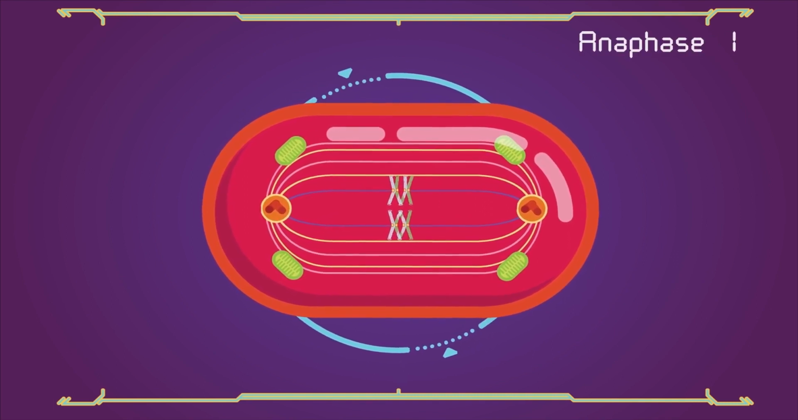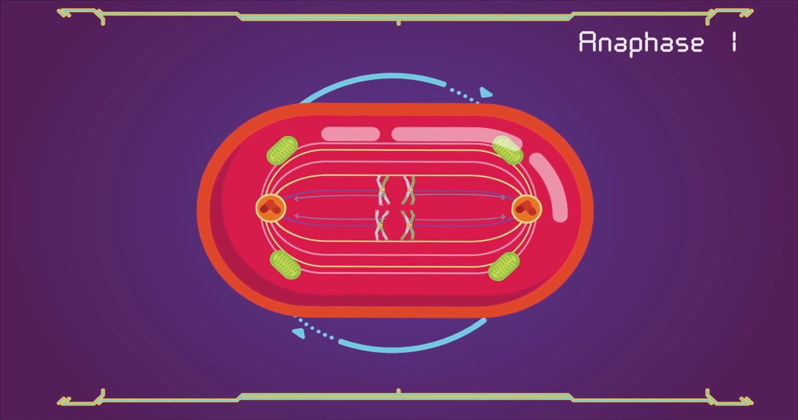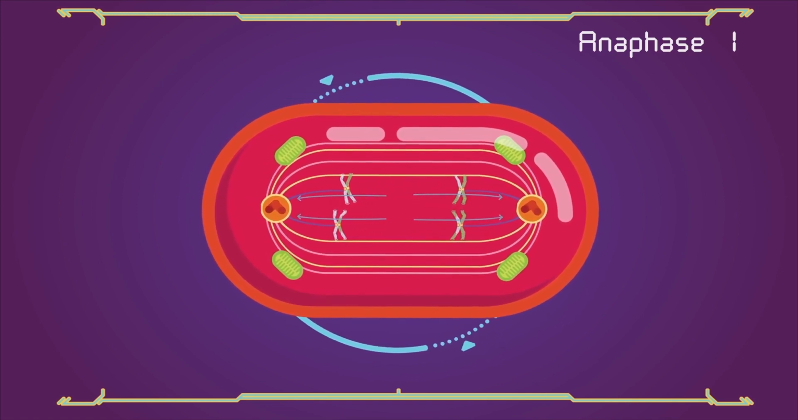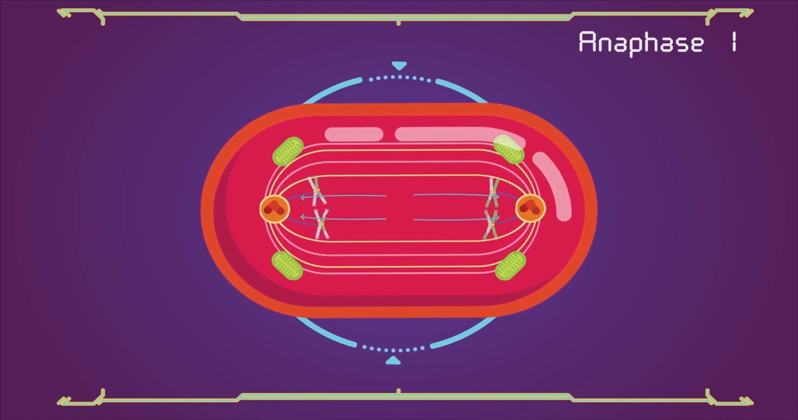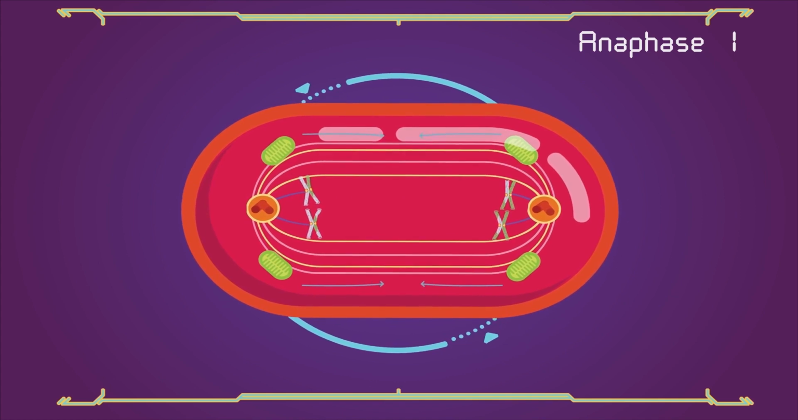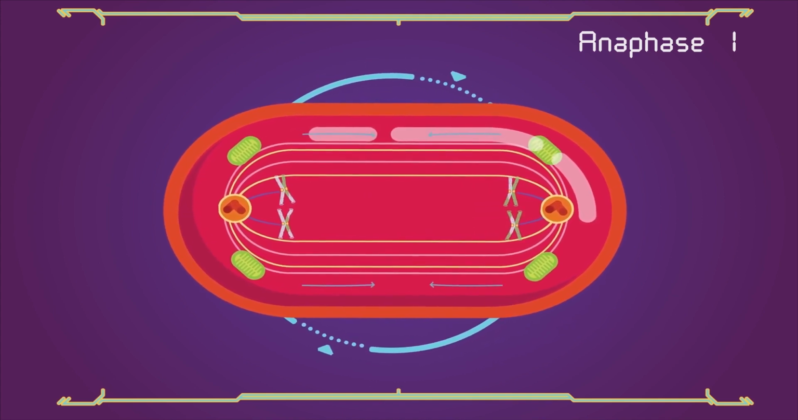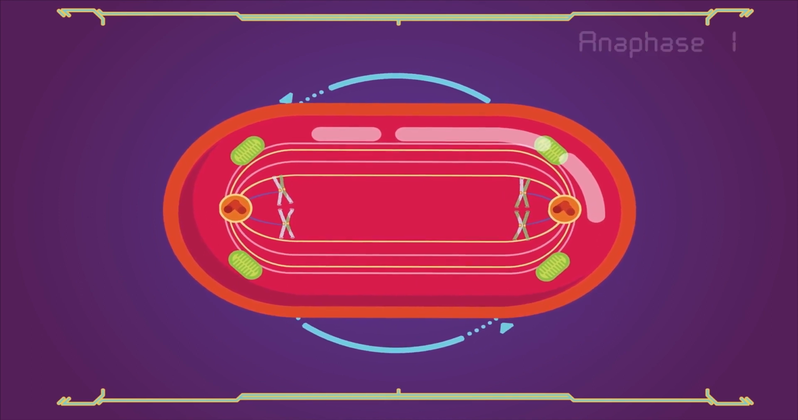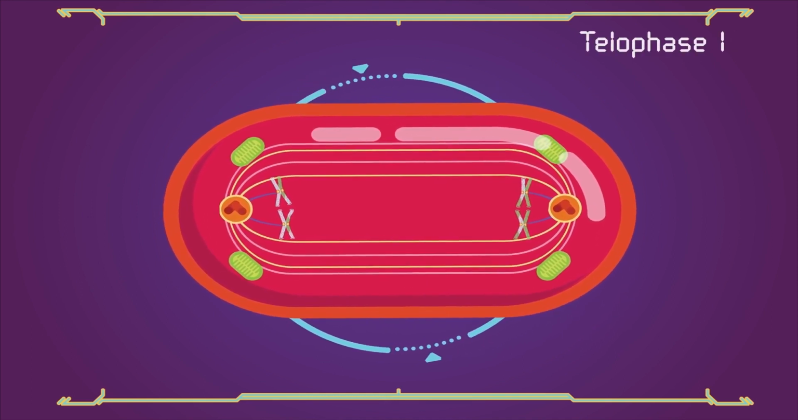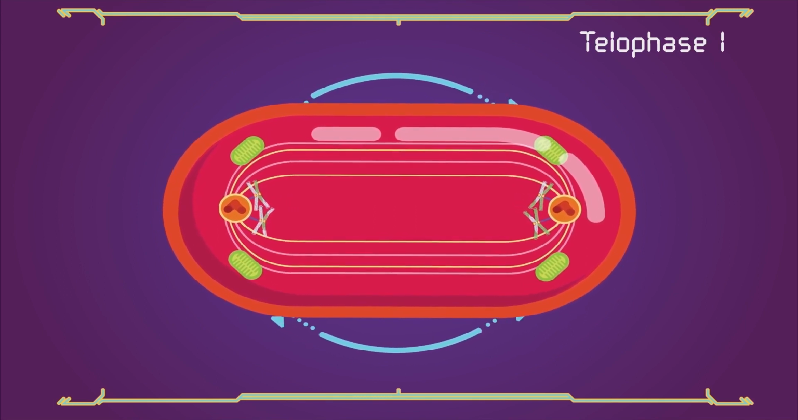Anaphase 1. Kinetochore microtubules shorten, pulling homologous chromosomes, which consist of a pair of sister chromatids, to opposite poles. Non-kinetochore microtubules lengthen, pushing the centrosomes further apart. The cell elongates in preparation for division down the center. Telophase 1. The first meiotic division effectively ends when the chromosomes arrive at the poles.